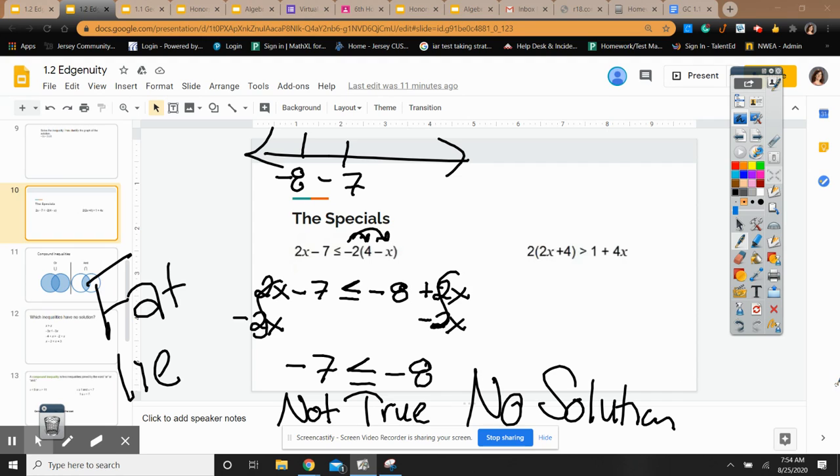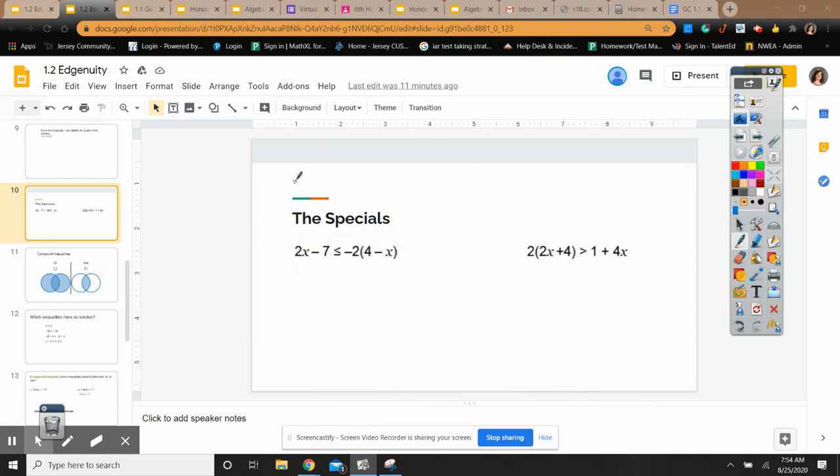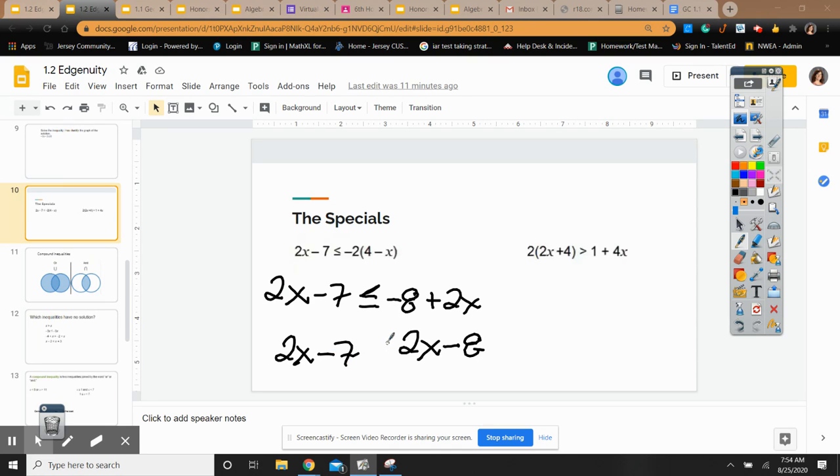Nothing makes it true. And I want you to think about how you could have caught that earlier if you were using your brain a little bit, but nobody likes to use their brain when they're doing these math problems. 2x minus 7 less than or equal to -8, we said, plus 2x. I can write that as 2x minus 8. Think about it. If I have a number and I double it and I subtract 7, will that ever be smaller than if I subtract 8? No, if I subtract 8, that's the one that's going to be smaller.